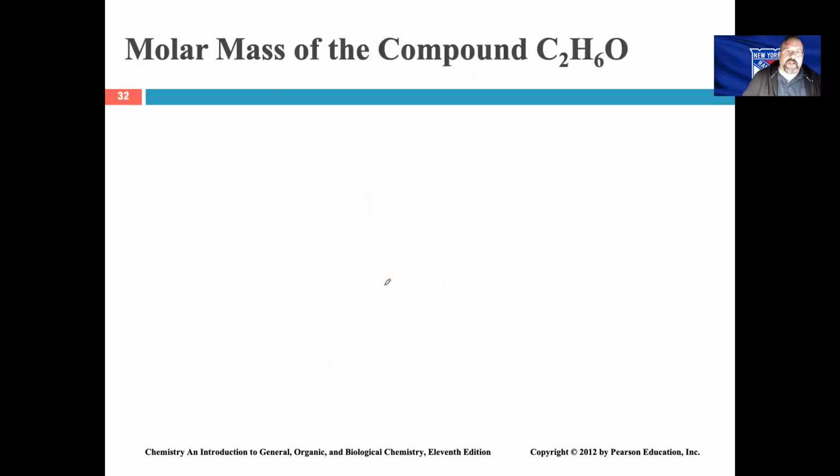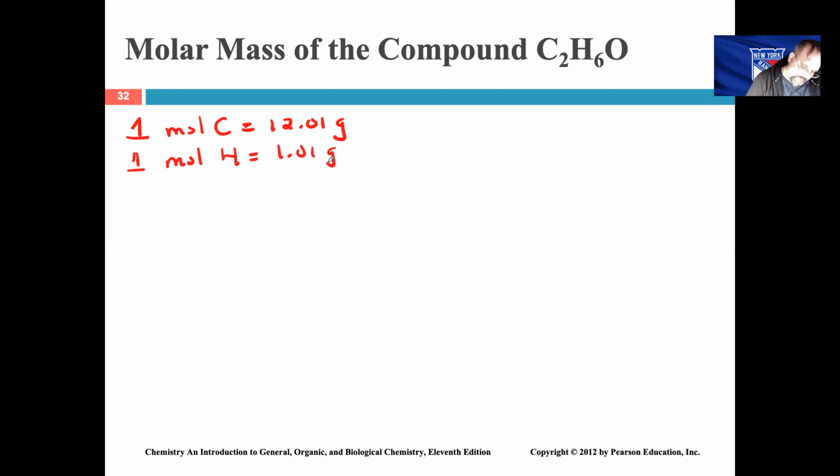Okay, so let's take a look at an example. Have the compound C2H6O. How would we calculate the molar mass? So we use the periodic table, and for carbon, we find that 1 mole of carbon is 12.01 grams. For hydrogen, 1 mole of hydrogen is equal to 1.01 grams. And then 1 mole of oxygen is equal to 16.00 grams.